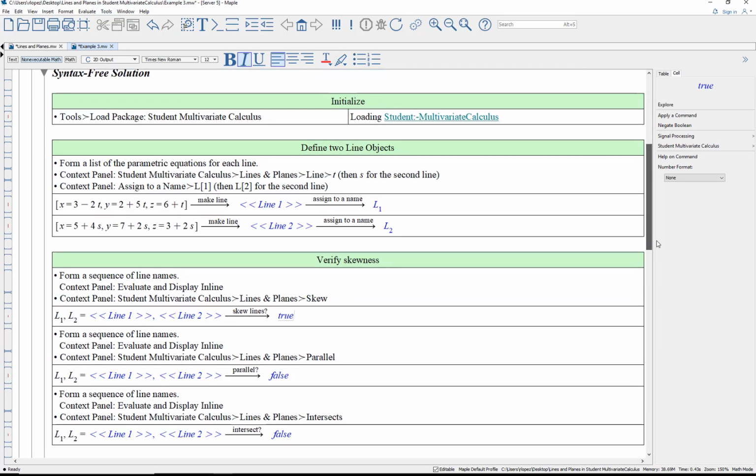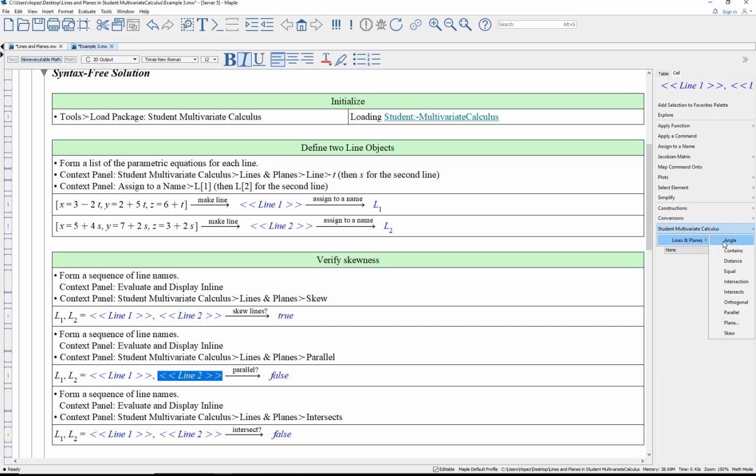And you can do the same thing with querying for parallel. You saw that if you pick that up, lines and planes, parallel. So this is our parallel. Maple says no. And if you do the third one, intersect, Maple says false, they don't intersect, consistent with being skew lines.